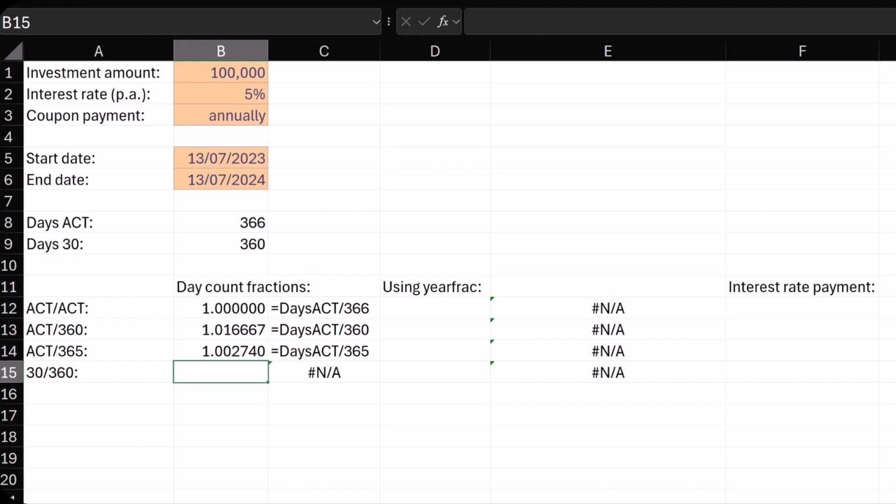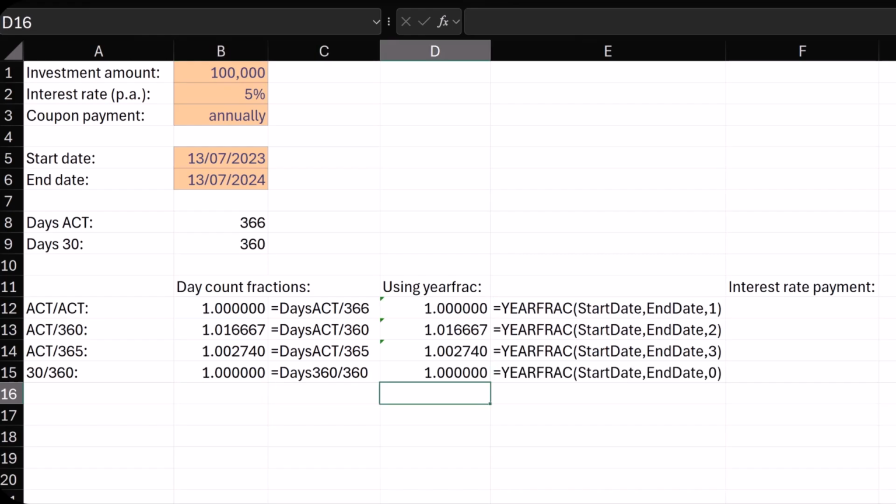And then finally, 30/360. Here, the days are counted using Days360 and then divided by 360 as well. So 360 divided by 360 equals 1. So 30/360 also treats this as exactly 1 year, just using a simplified calendar.